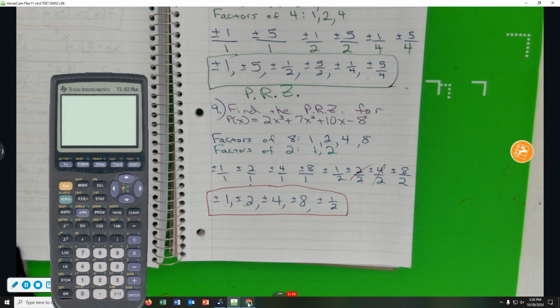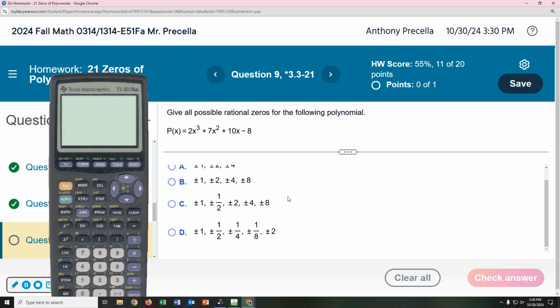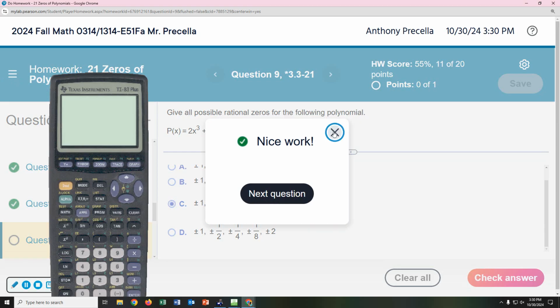So, it's not A, it's not B, it's either C or D. Which one is it? And notice something. If you accidentally put the leading coefficient on top and the constant on the bottom, you would get this answer right here instead of the correct answer that we want. So make sure you remember the constant term is what goes on top. Any questions there?